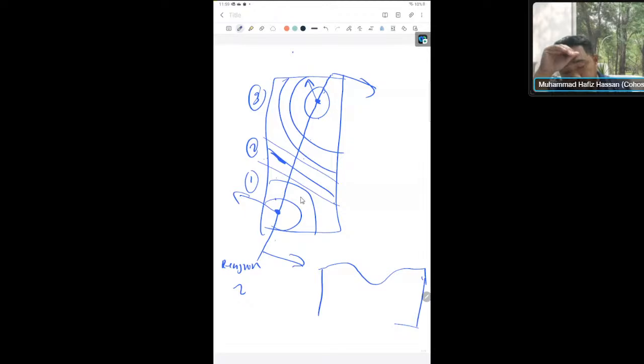So for this one, do you guys understand or not? I just gave the answer already. So hopefully you can score all the marks. All right. So enough for this.